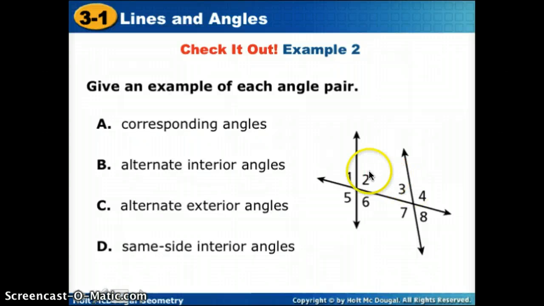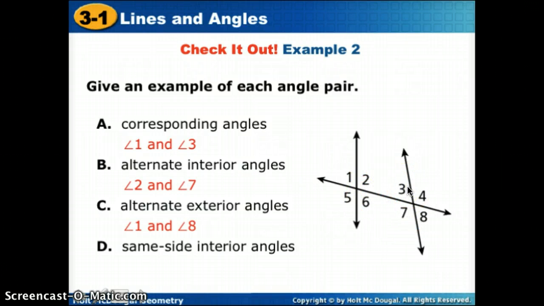So correspondings, we could say 1 and 3. We could also say 2 and 4, 5 and 7, or 6 and 8. Okay, alternate interiors. I want to be on alternate sides, but both inside, so I could say 2 and 7, or 6 and 3. Alternate exteriors, I could say 1 and 8, or 5 and 4. And then same side interiors, 2 and 3, or 6 and 7.